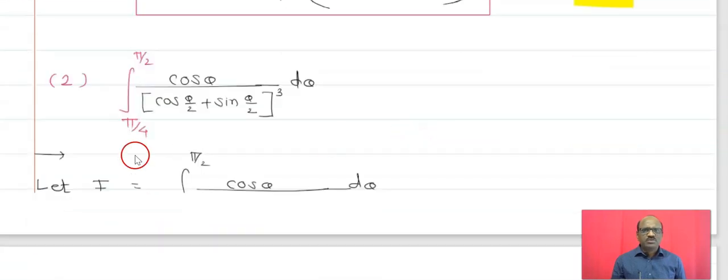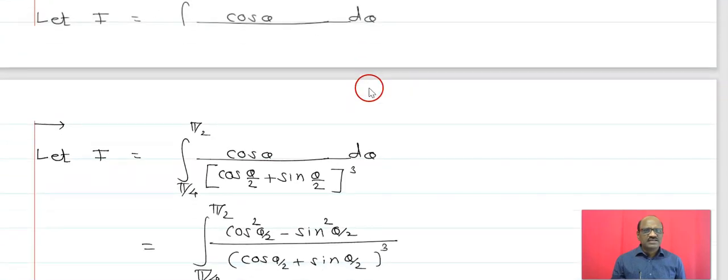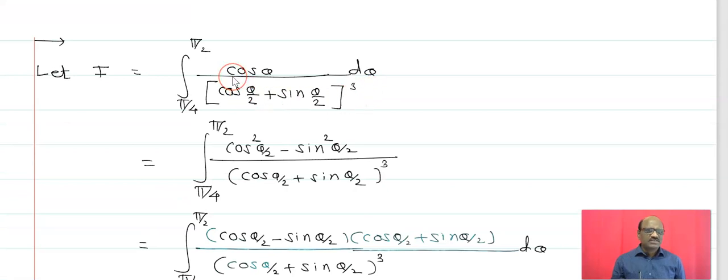Okay. Now, next problem. That is integral pi by 4 to pi by 2 cos theta upon (cos of theta by 2 plus sine theta by 2) bracket cube into d theta. Now for this integral, see this. You have learned in the 11th standard too many formulas from chapter number 3. That is cos of 2 times theta is equal to cos square theta minus sine square theta. In a similar manner, here is cos theta. Therefore, its value is cos square theta by 2 minus sine square theta by 2. What about the denominator? The denominator is cos of theta by 2 plus sine theta by 2 bracket cube.